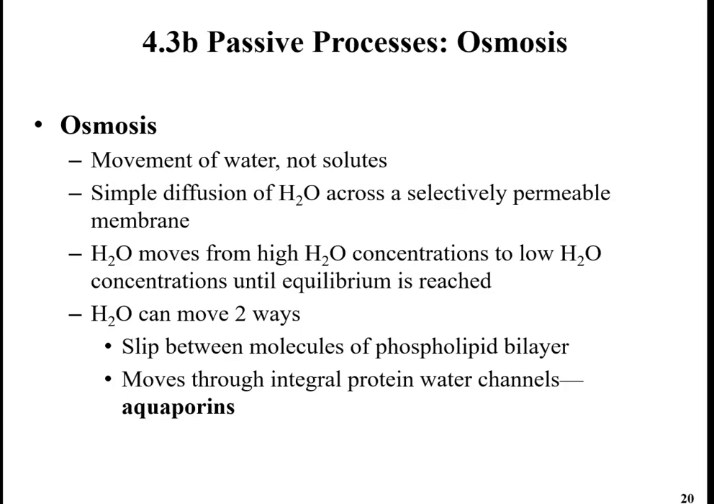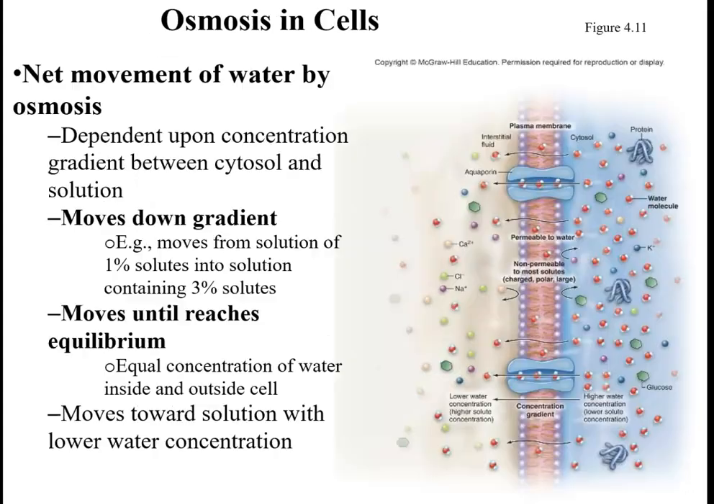Osmosis is the movement of water. It's simple diffusion of H2O across a selectively permeable membrane. Water moves from high water concentrations to low water concentrations until equilibrium is reached. And water can move in two ways. It can slip between the molecules of the phospholipid bilayer, or it can move through integral protein water channels, which are called aquaporins.